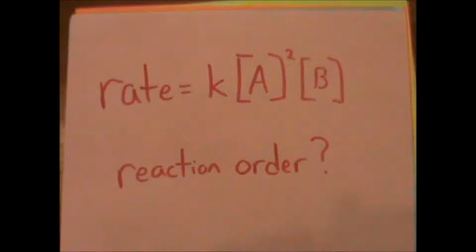Reaction order is just what the sum of the exponents are. So A is second order, B is first order, and then the overall reaction order is the sum of those two, so it would be third order overall.